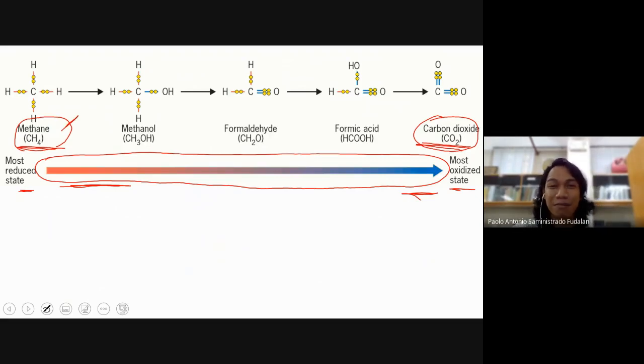You can burn it because the bonds, as you mentioned, are easier to break because it's very reduced. But good luck burning carbon dioxide. Have you seen someone burning carbon dioxide? It's impossible because you cannot anymore release the energy in the bonds of carbon dioxide because the oxygen, as you mentioned a while ago, are already holding on to the electrons really, really tightly. So you cannot break the bond.